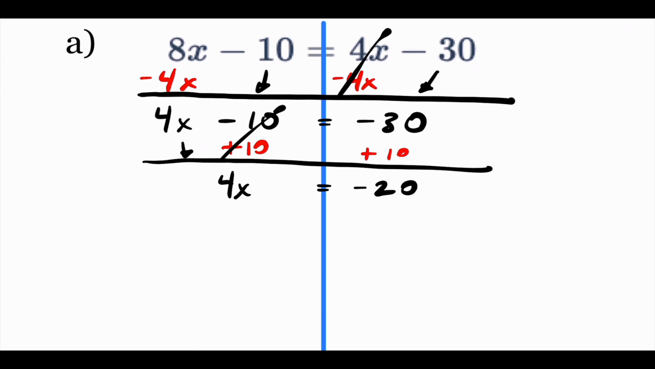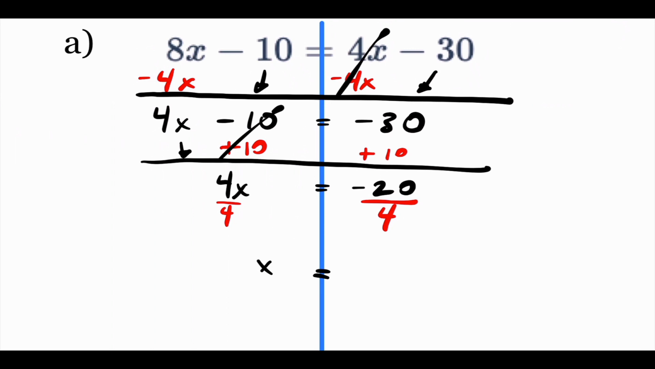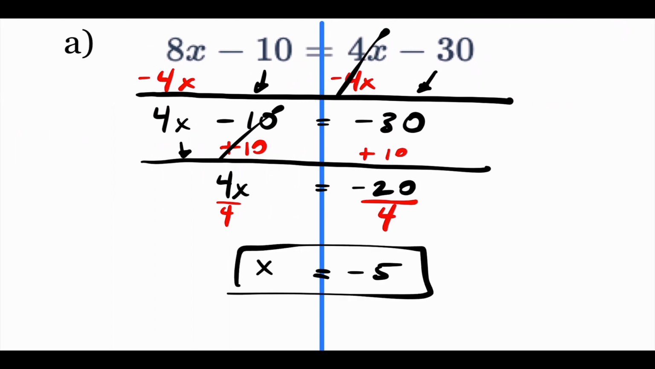Last step, isolate. How do I get the 4 and the X split up? Division, right? How do I know that? Because what is 4 and X doing? They're stuck together. If numbers and letters are stuck together, it's always multiplication. So to do the opposite, instead of multiplying by 4, I'm going to divide by 4. What is 4 divided by 4? 1. 4 goes into negative 20 negative 5 times. You're done.